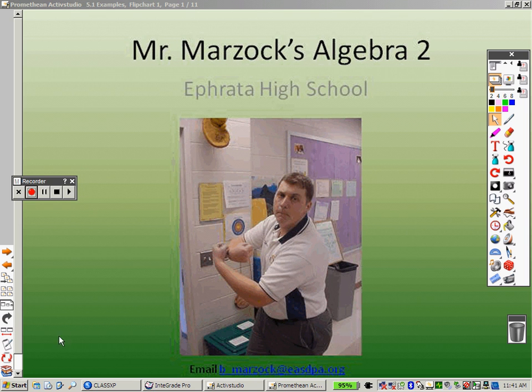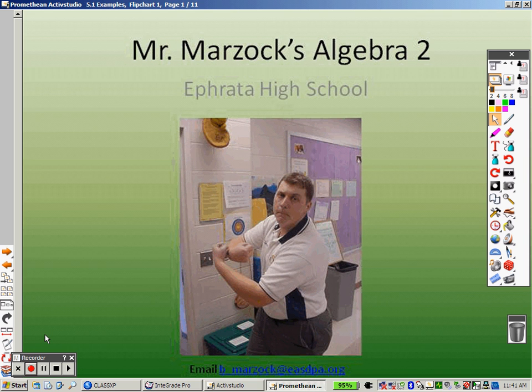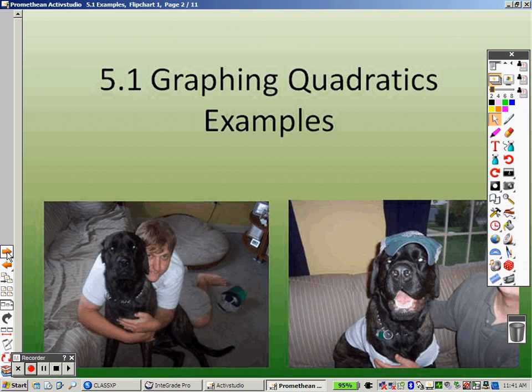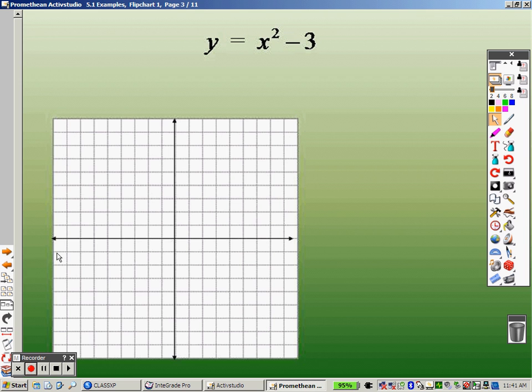Starting chapter 5 here, we are dealing with quadratics, and this is 5.1. In 5.1, we're going to talk about graphing quadratics first. And when you're graphing quadratics, here's what we are going to take a look at when graphing these.